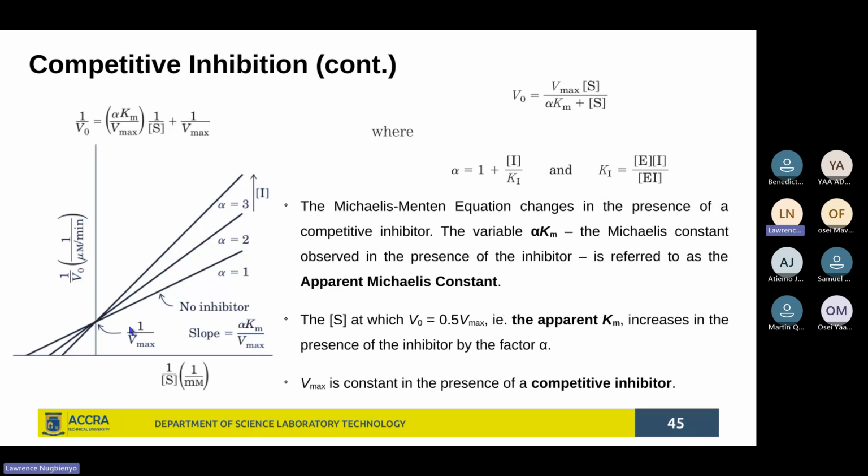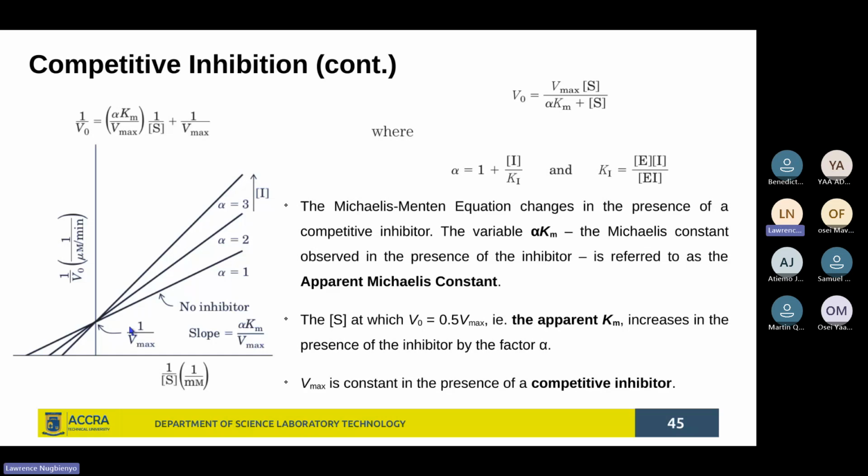And in fact, even if the inhibitor is already bound to the enzyme, when you continue to add more substrate into the solution, the high concentration of the substrate will cause the displacement or dissociation of the inhibitor from the enzyme, so that now the substrate takes the place of the inhibitor.